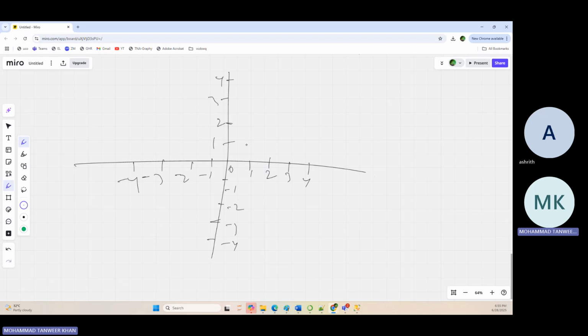From negative, if I have to go to positive, I can go like this only, no? I'm not passing through the origin, right? Negative to positive, I can go like this also. I'm not passing through the origin. You have to tell that this is an identity function. So whatever the input, the same will be the output.